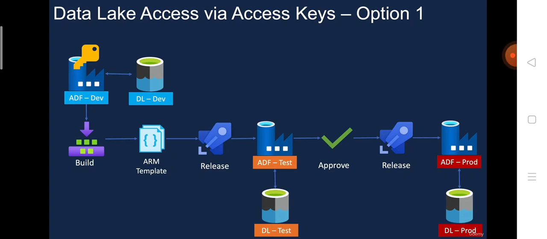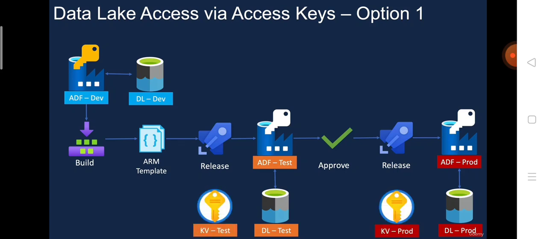But when we release the changes to test and prod, the keys will be carried over as blank values because that is what is in Git as well as in the ARM templates. To rectify this problem, what we can do is store the keys in each of the environments in a key vault and ask the release pipeline to read the keys from the key vault and override the ARM template parameters with the actual keys. So when a deployment happens, the keys will be updated in the data factory with the actual values and everything works fine.